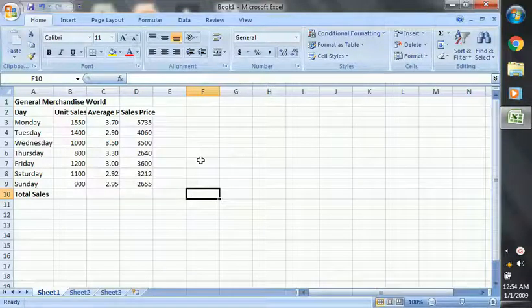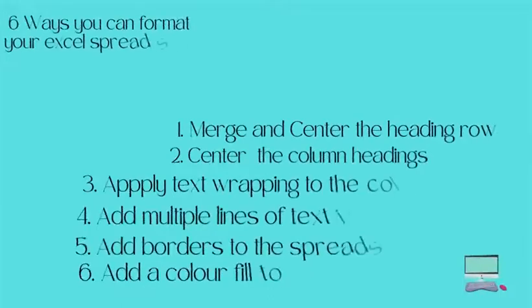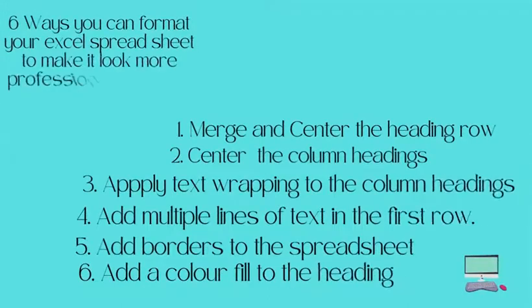Going ahead to format this document, there are different ways you can format the text to make the document easier to read and to look more professional. Firstly, you can merge and center the general heading. That's the first row, cells A1 to D1. Then you can center the text in cells A2 to D2. You can also wrap the text in cells A2 to D2 to make them more visible. Then you can add multiple lines of text in the general heading row. Then you can also add borders to the document and add a color fill to the heading.